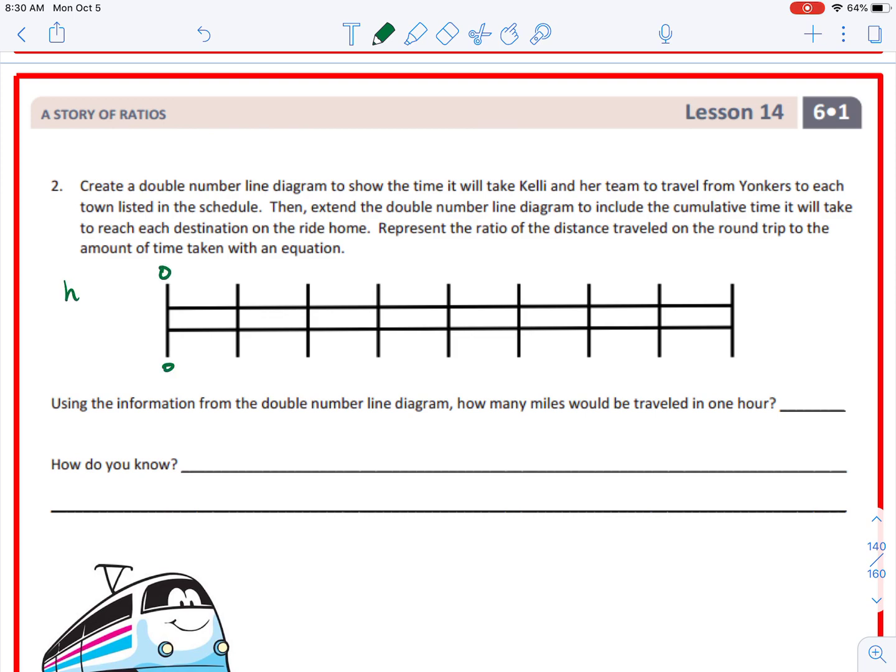The top line is going to represent hours. The bottom is going to represent miles. We're going to start off with 2, 100. 4, 200. I am just adding the information from my table onto the double number line.